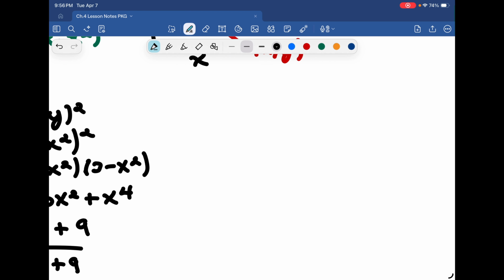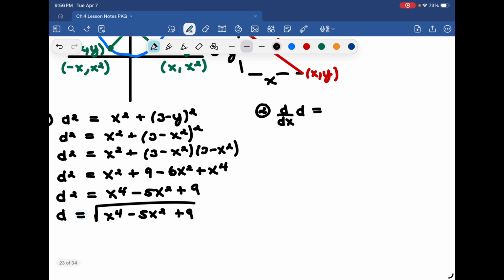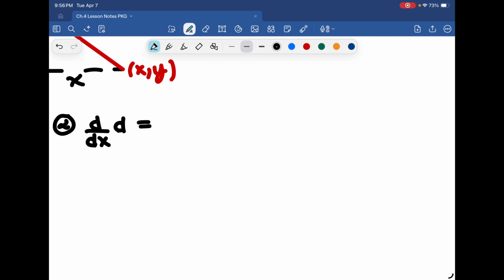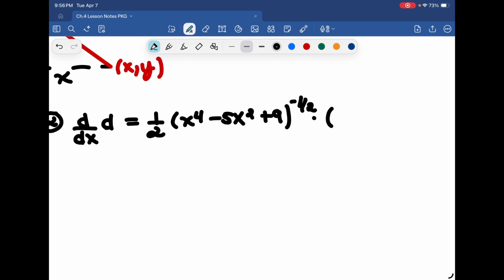So for step number 2, I go over here and I'm going to write this as d over dx of the distance, which is equal to, on the other side, if we know that the square root is raised to the half, then this is actually chain rule. We're going to drop the half, keep the x to the power of 4 minus 5x squared plus 9 on the inside, subtract the 1 from the exponent, and then multiply by the inside derivative, which is 4x to the power of 3 minus 10x.